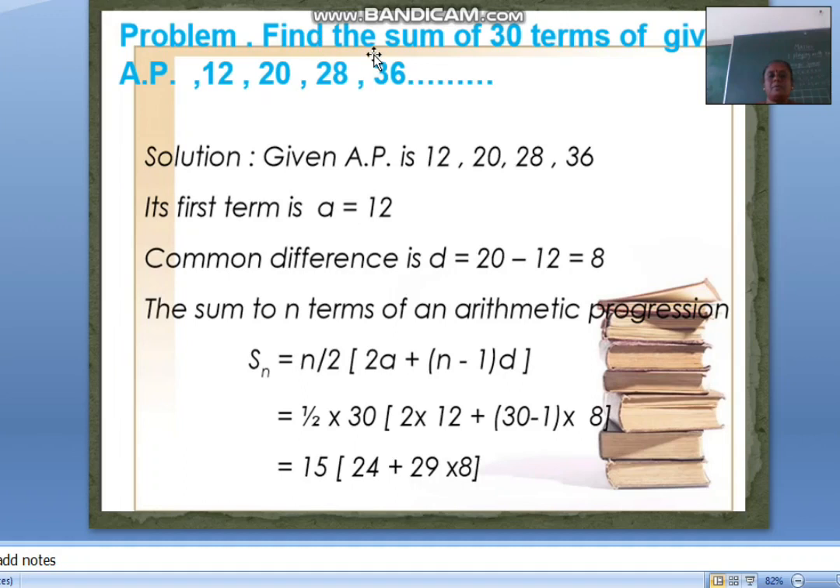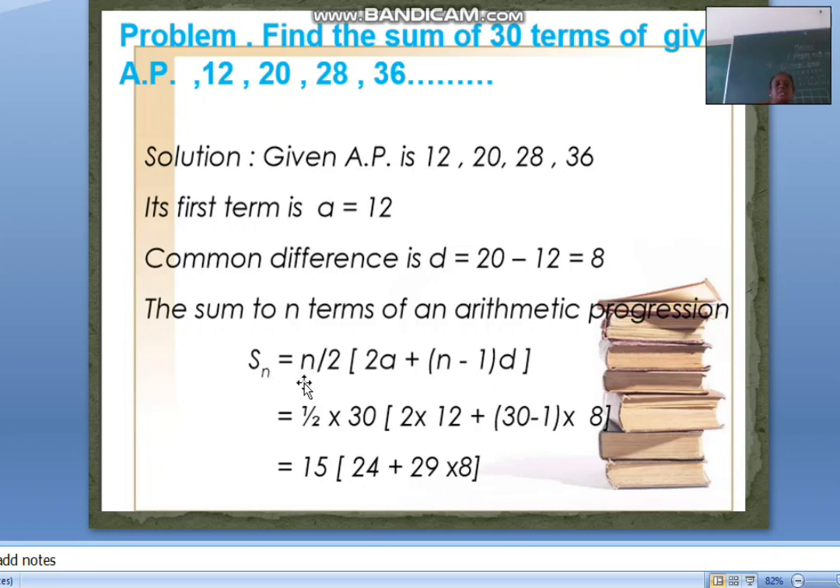And the next problem: find the sum of 30 terms of the given AP 12, 20, 28, 36, and so on. For that, the solution: the given AP is 12, 20, 28, 36. The first term is 12. The common difference is 20 minus 12, which is 8. The sum of n terms of an AP is Sn equals n by 2 into (2a plus (n minus 1) into d). You know the number of terms. How many terms are there? 30 terms are there in the given AP. So yes, we want to find for 30.